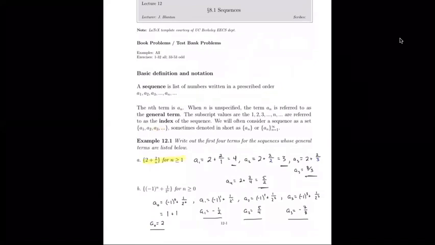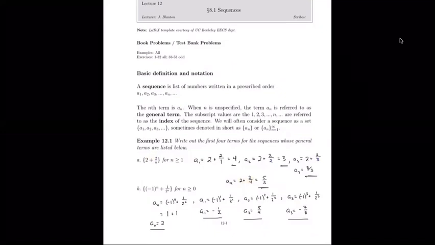So part A, our general term is 2 plus 2 over n, and the sequence starts at n equals 1, and it starts to count upward. So if that's the case, a1 is equal to 2 plus 2 over 1. See that in the formula here, and we get 4. a2 is 2 plus 2 over 2, and this is 3. And then a3 is 2 plus 2 over 3, and we end up with 8 thirds. a4, 2 plus 2 over 4, so we have 5 halves, and so on.